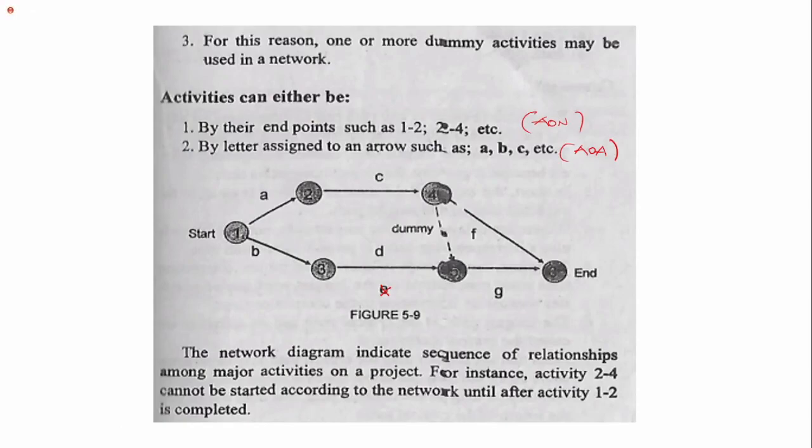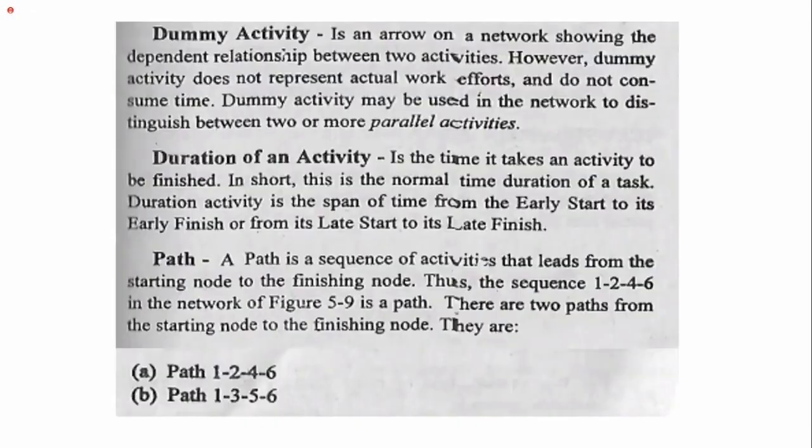For instance, activity 2 to 4. So asa man ni si activity 2 to 4. So mga ni si activity C. Cannot be started according to the network until after activity 1 to 2 is completed. Dummy activity is an arrow on a network showing the dependent relationships between two activities.